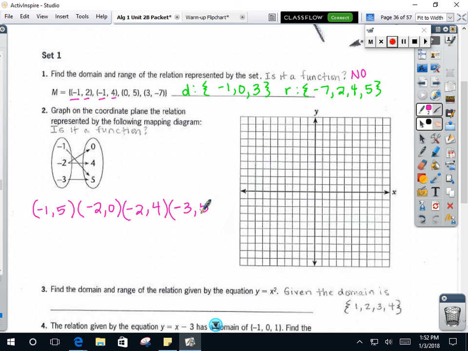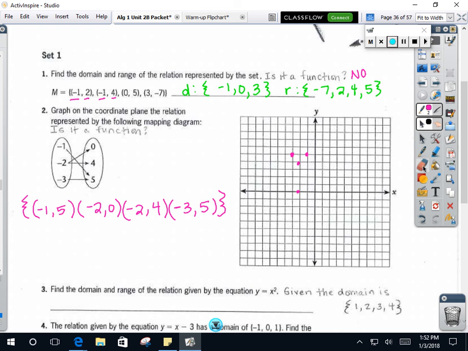Negative 3, 5. Okay, so this is the same relation. It's just represented in two ways. First, a mapping diagram. Second, a set of ordered pairs. Now we're going to put it on the graph. How do we plot the point negative 1, 5? Okay, how do you plot the point negative 2, 0? Left 2, and then you don't go up or down. How do you plot the point negative 2, 4? And then how do you plot the point negative 3, 5?